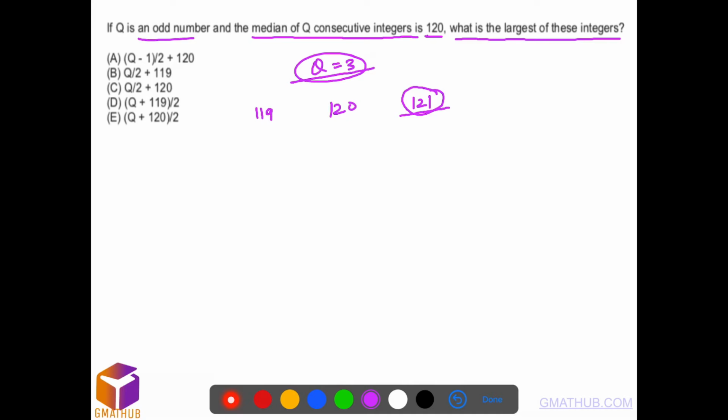So in the options, we'll see by putting Q as 3 which value will be 121, and it will be A, (Q minus 1) by 2 plus 120. This is the only option that will give you 121. That's your answer. So take any convenient odd number, which is 3, let's say, the easiest of the lot, and that is the number of terms here. So it becomes super easy.